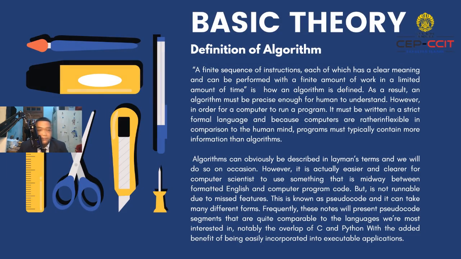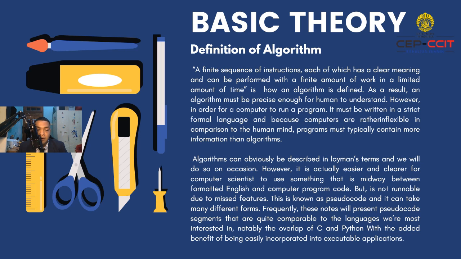Next is basic theory. Definition of algorithm. A finite sequence of instructions, each of which has a clear meaning and can be performed with a finite amount of work in a limited amount of time, is how an algorithm is defined. As a result, an algorithm must be precise enough for humans to understand. However, in order for a computer to run a program, it must be written in a strict formal language, and because computers are rather inflexible in comparison to the human mind, a program must typically contain more information than an algorithm.